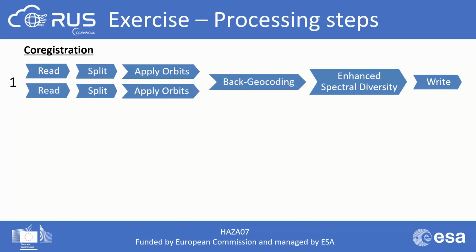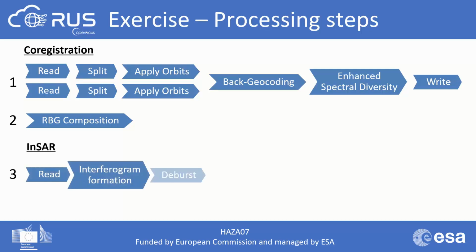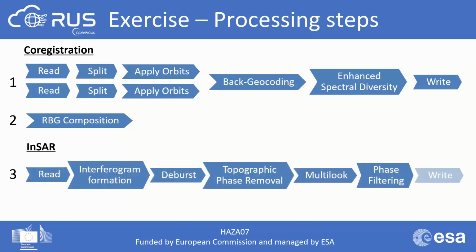Finally, from this output, we will create an RGB image. There we will be able to detect the changes from the first to the second image, so we will detect the landslide. After that, we will proceed to the InSAR steps. So the product we will read will be the output, the co-registered one.